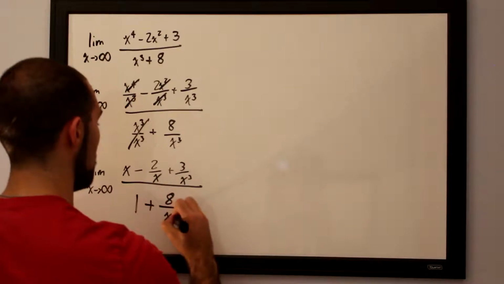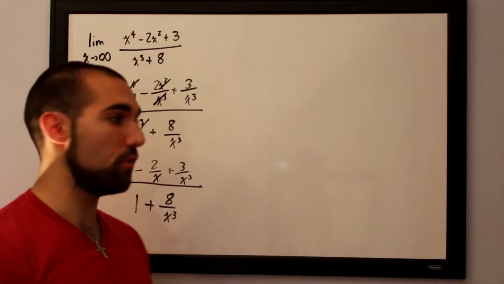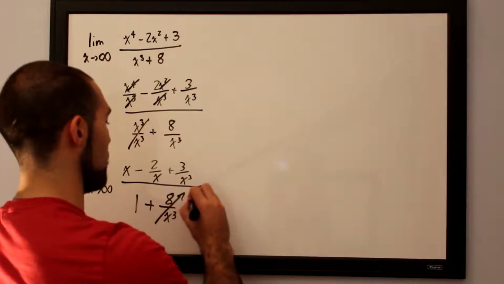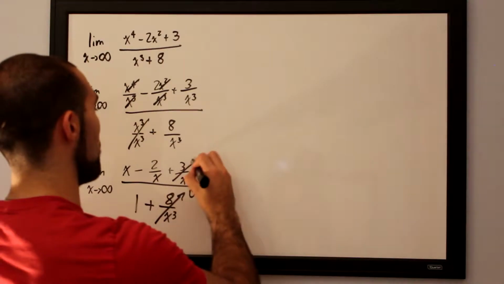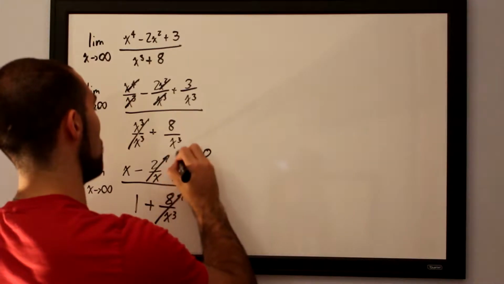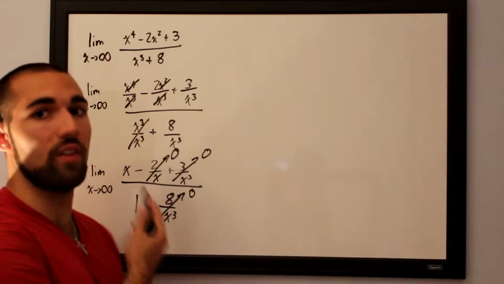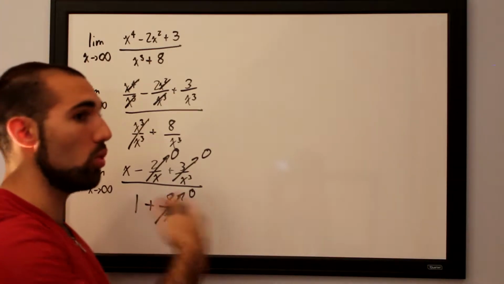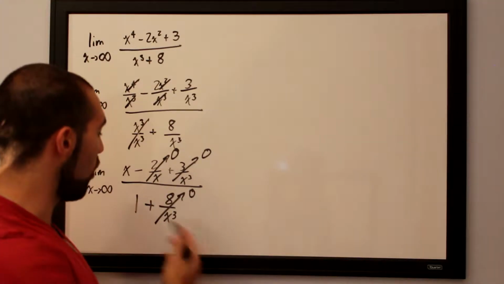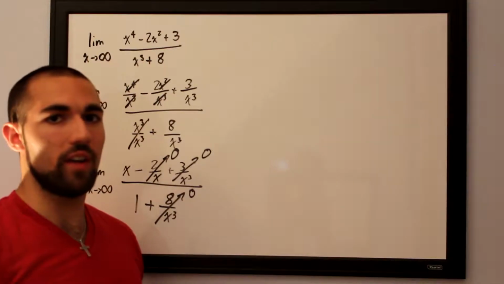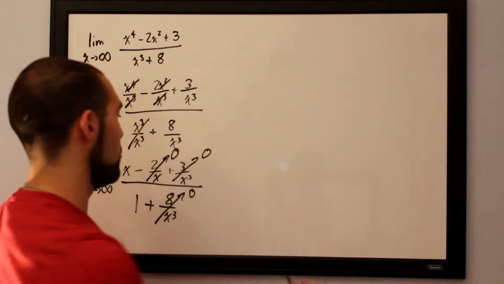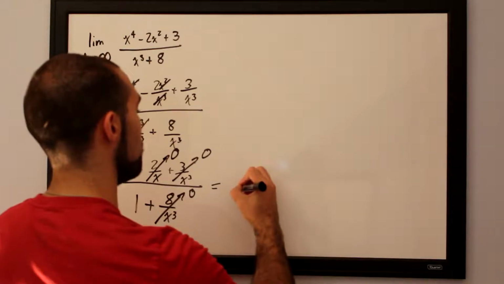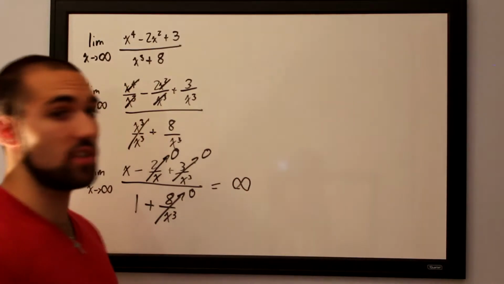So as we let x approach infinity, the denominators grow larger and larger, and therefore this heads towards 0, this heads towards 0, and this heads towards 0. However, in this case, we have an x remaining in the numerator. That means this x is going to continue to grow larger and larger, and all it's divided by is 1, and that 1 is not going to slow it down. So we can conclude that the limit as x approaches infinity for this function is infinity.